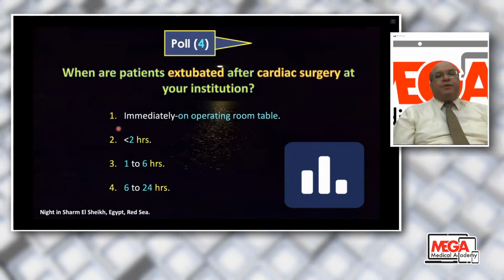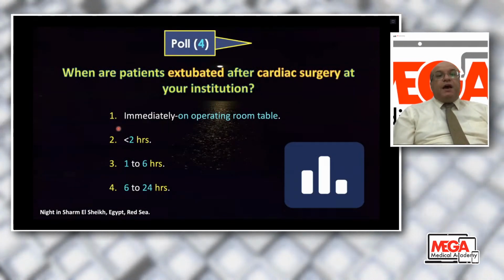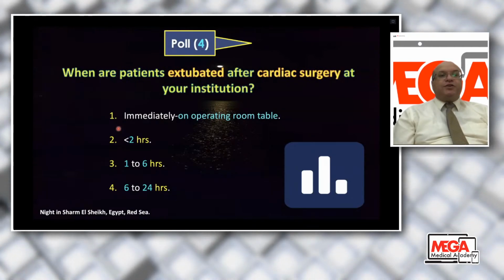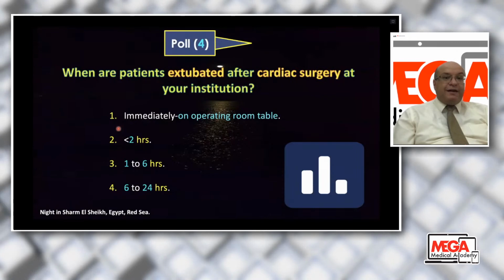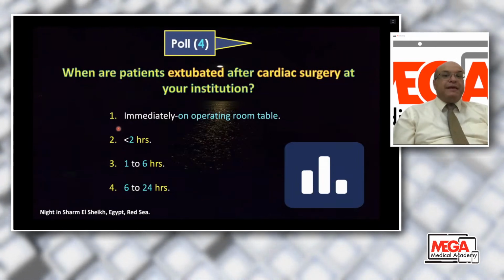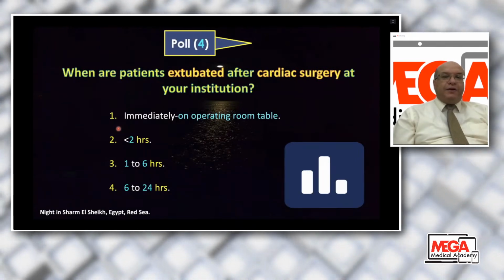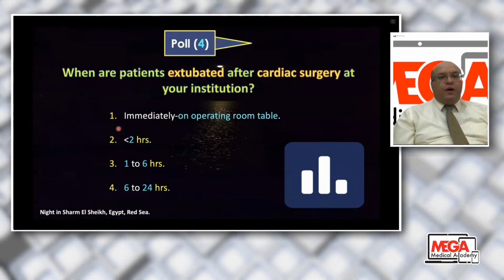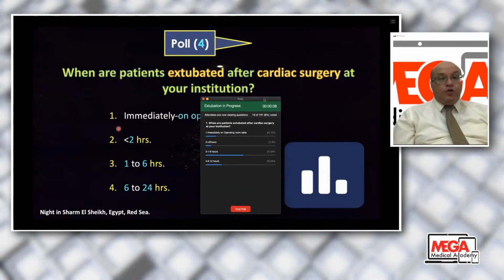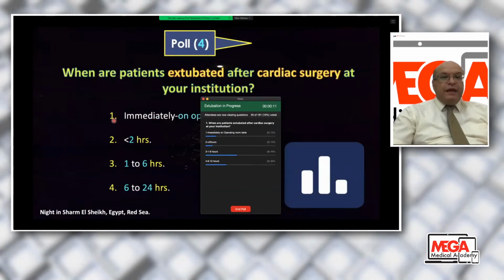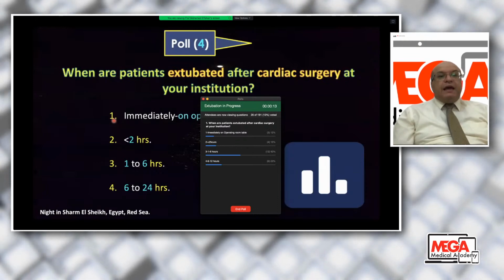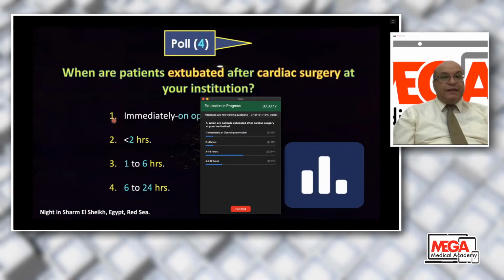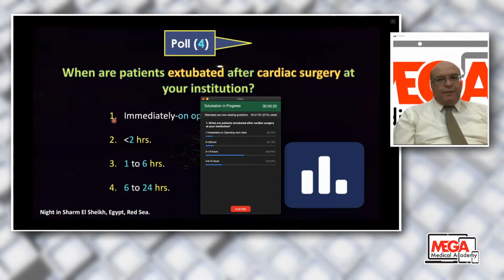Now, the next one, Dr. Saab, please. When are patients extubated after cardiac surgery at your institution? If you are practicing cardiac anesthesia: number one, immediately on the operating room table. Number two, less than 2 hours from conclusion of surgery. Number three, 1 to 6 hours, or number four, 6 to 12 hours after surgery. Please click and vote on this about your practice.